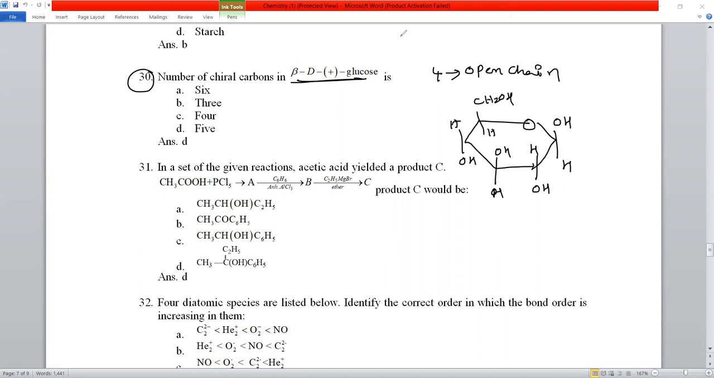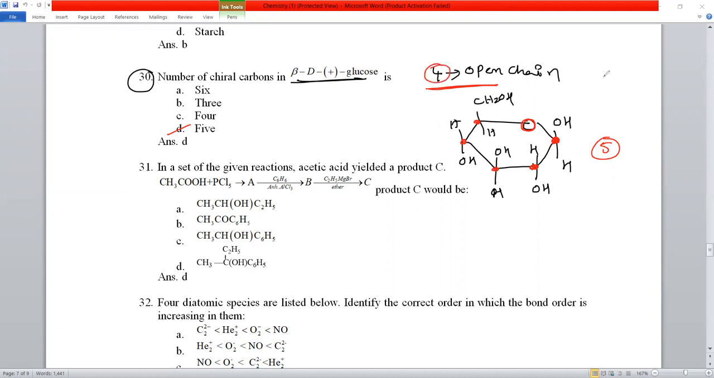So which are the chiral centers? First carbon is also a chiral center. Second carbon also, and third carbon also, here. Why? Because the first carbon is involved in the hemiacetal form, due to which this carbon is a chiral center. So total 5 chiral centers we have here. It's not 4. But in the open chain, it has only 4.